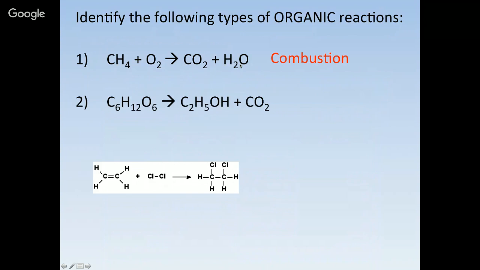All right, try this next one. What kind of organic reaction is this?